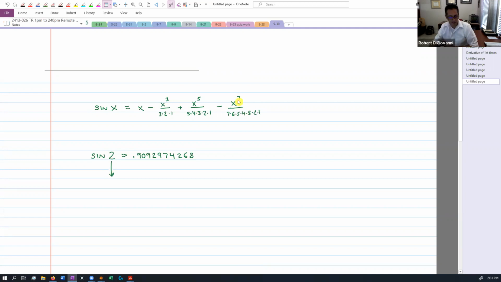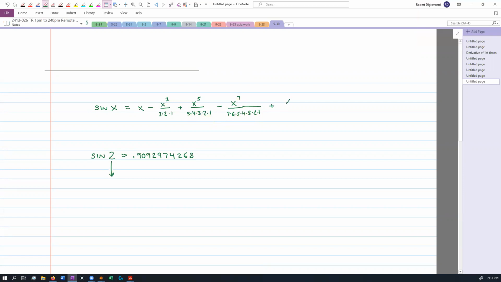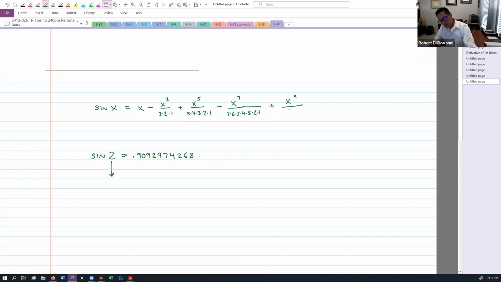Has anyone ever seen this? What this thing on the bottom? Do you know what we call these? Anyone ever seen it? That's a factorial. Factorial. Jinx. Okay, factorial. So this is really like 9 factorial. 9 with the little exclamation point means 9 times 8 times 7 times 6 times 5 times 4 times 3 times 2 times 1. So that's just a shorthand notation.